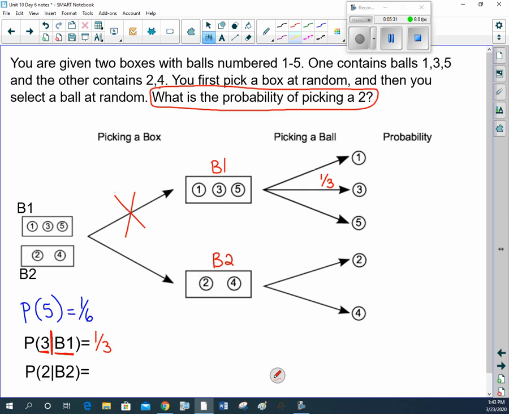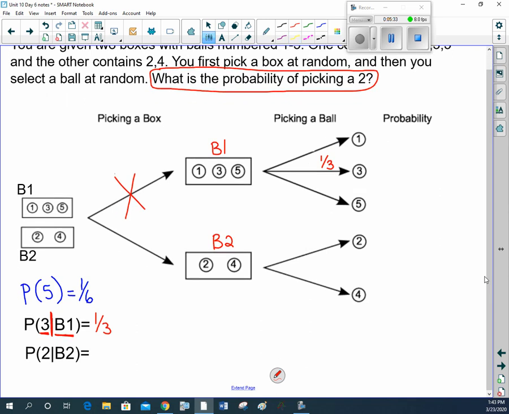Okay, the next one says, what is the probability of picking a 2 given that you're in box 2? All right, so probability of getting a 2 given that I'm already in box 2. So I'm already in box 2, so the probability of getting a 2 is 1/2. So I don't need all the branches of the tree diagram because there's already a given condition that's been met.